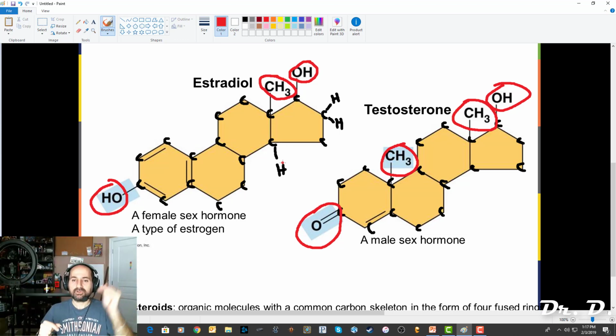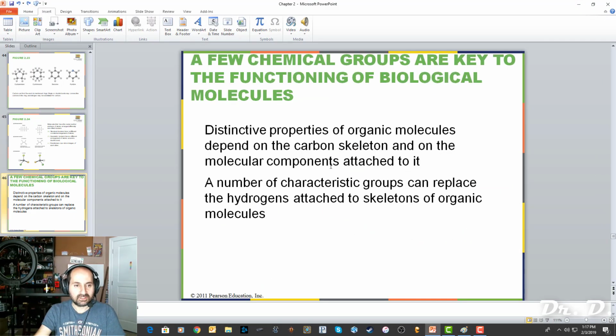And guess what? Those attachments give properties to that molecule. The fact that you have this OH here, this CH3 here, this OH there, this O double bond here, this CH3 here, this CH3 here, this OH there, all of these are giving properties to the organic molecule. Okay, that's what a functional group is. You see where it says here functional groups, chemical groups, functional groups? That's what they're talking about.